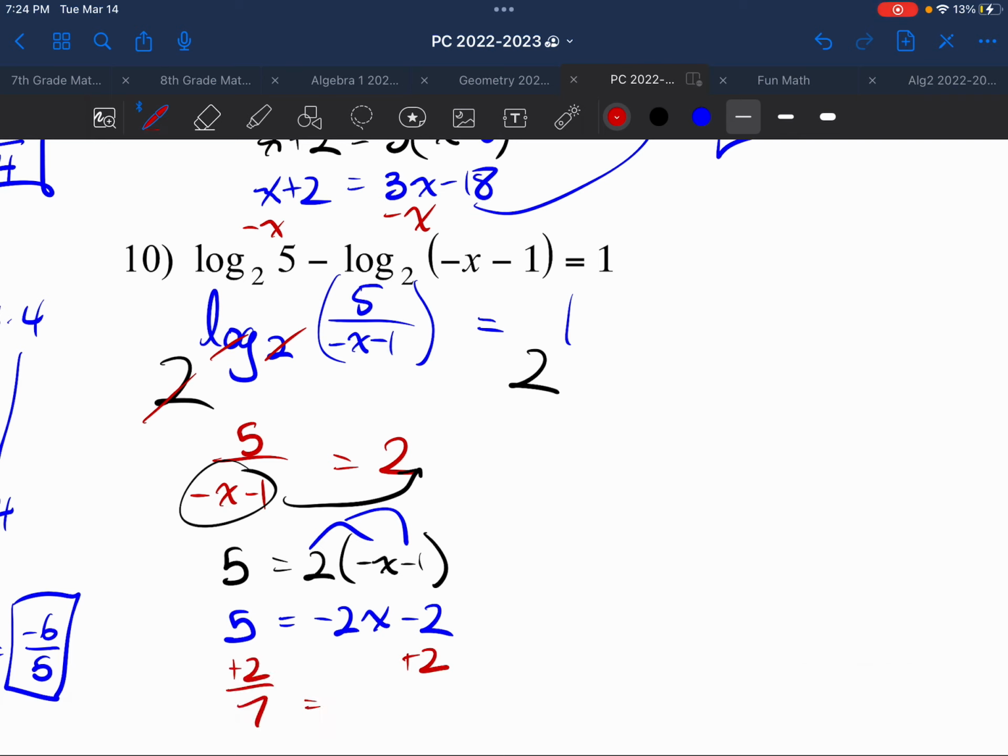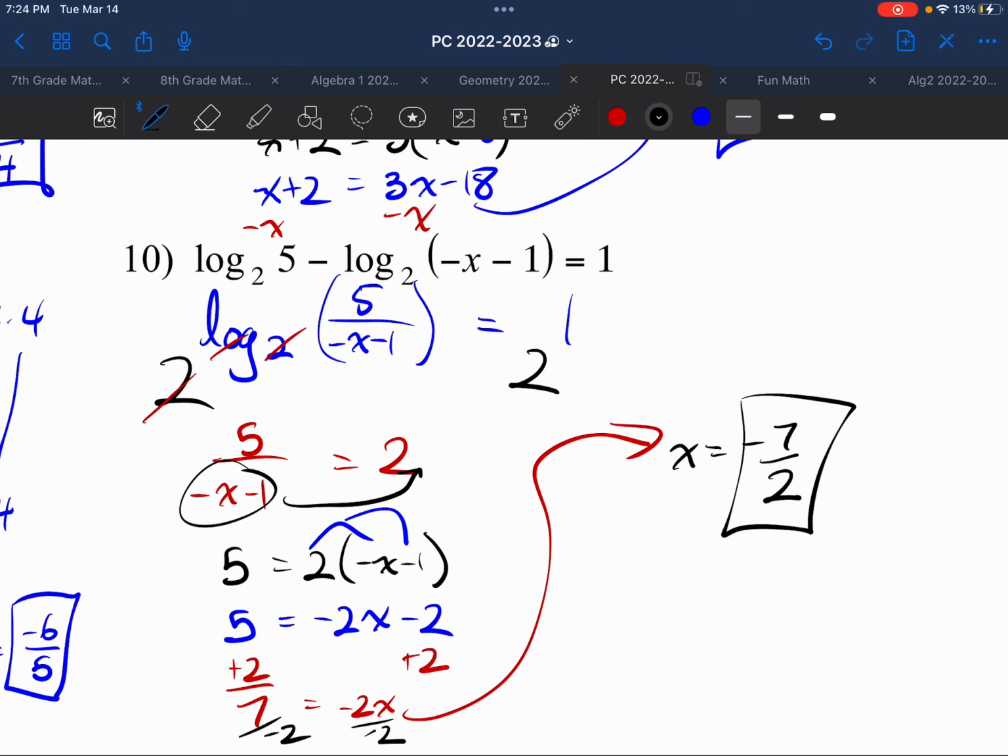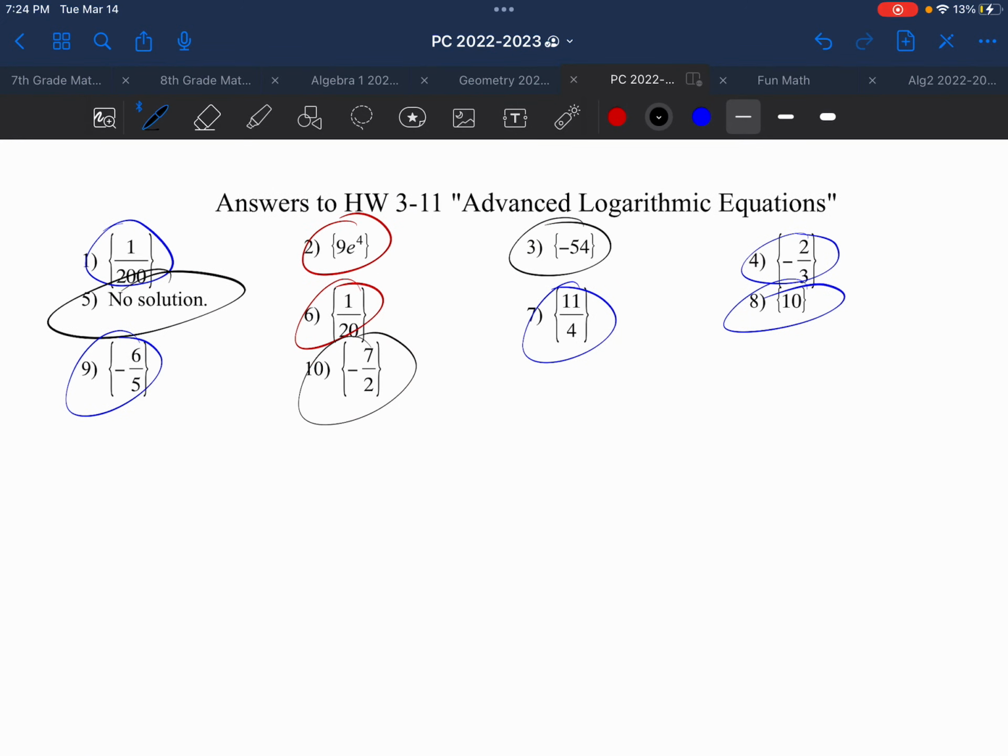7 is equal to negative 2x, and when I divide by negative 2, divided by negative 2, I get x is equal to negative 7 halves. Please be right. Negative 7 halves for number 10.